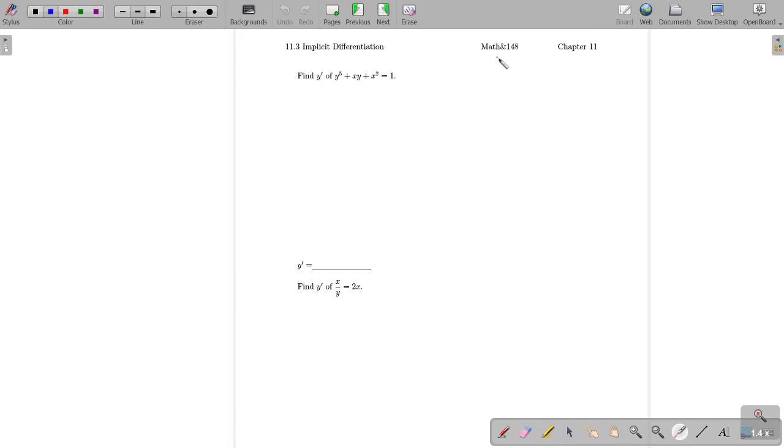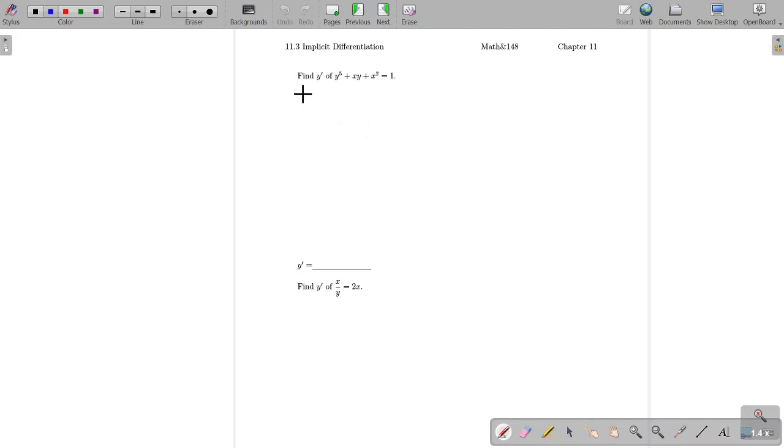Math 148, Implicit Differentiation, Part 2. For this one, we want to find the derivative, y prime, of y to the fifth plus xy plus x squared equals 1. It's really important that you don't rewrite any of these. If you do, then you won't get the same answer that is in WAMAP. So that's one of the conditions: don't rewrite. Just take the derivative as is.